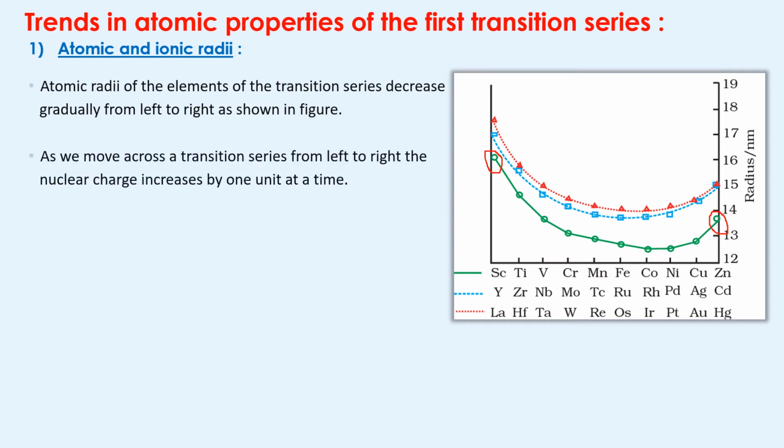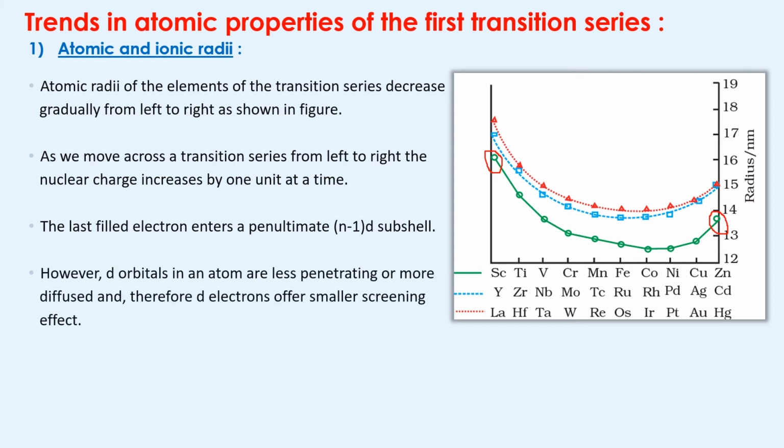Now, as we move across the transition series from left to right, the nuclear charge increases by one unit at a time. And the last electron enters the penultimate shell, that is nothing but the (n-1)d subshell. The d orbital is less penetrating or more diffuse. Therefore d electrons offer a smaller screening effect.